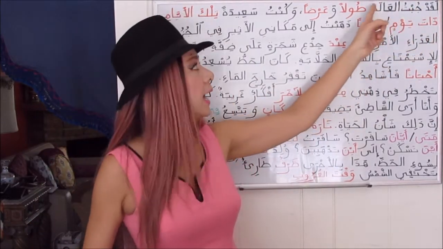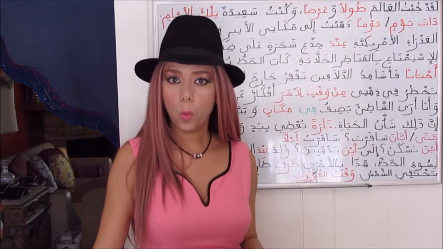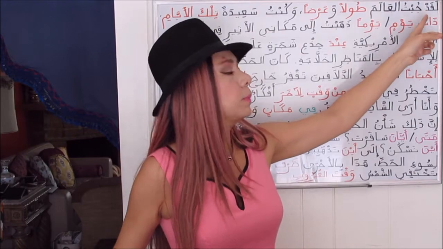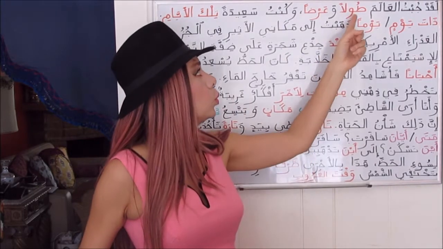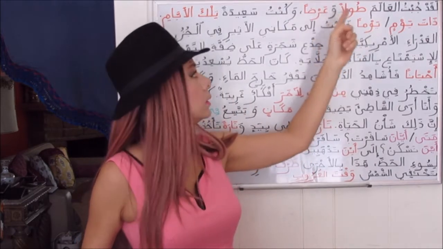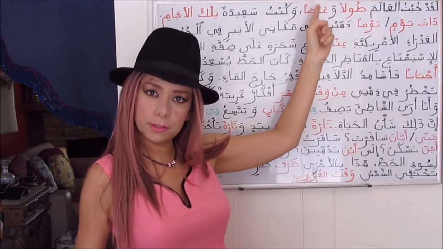لقد جبت العالم طولا وعرضا. From the verb جاب, to wander, to travel. So لقد جبت, لقد plus perfect can be rendered in English with the present perfect tense. I have wandered the length and breadth of the world. طولا وعرضا. Length and breadth.